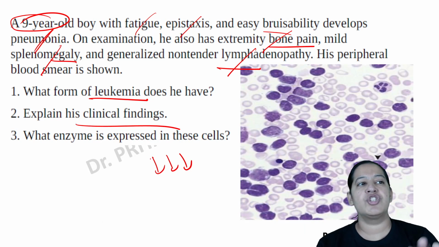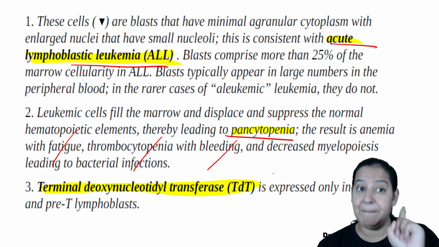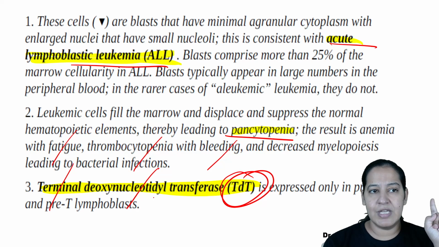And the last question: what enzyme is expressed in these cells? These lymphoblasts express one typical enzyme known as TdT. Learn the name of the enzyme, TdT, terminal deoxynucleotidyl transferase.